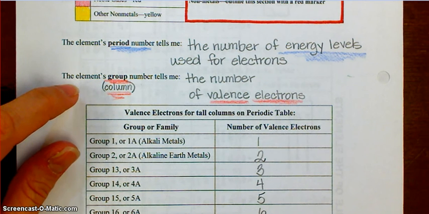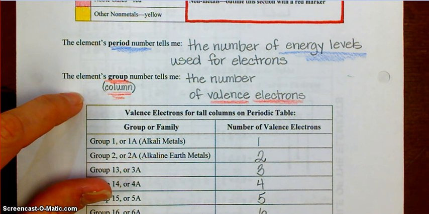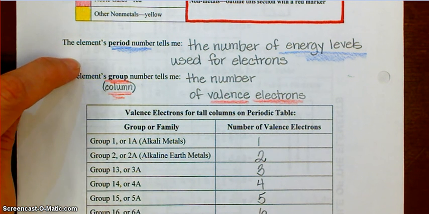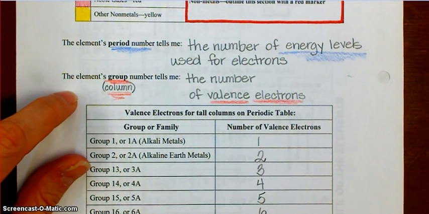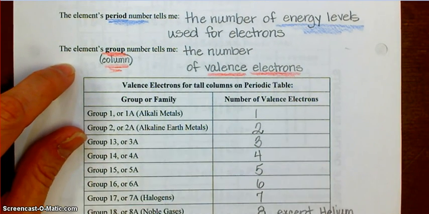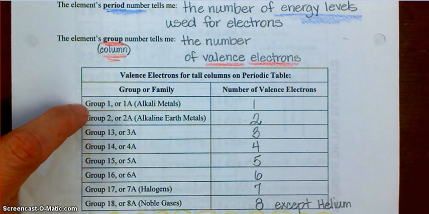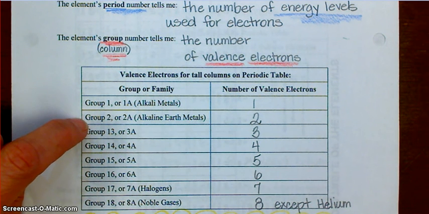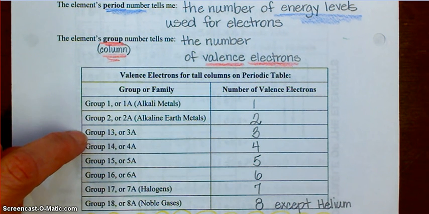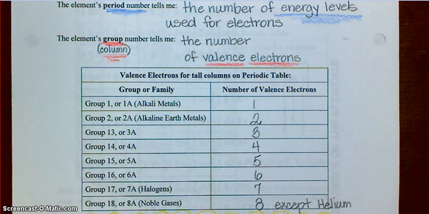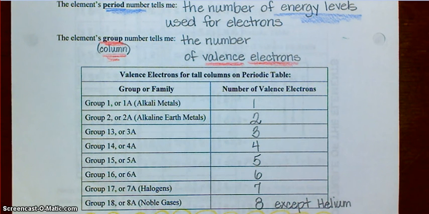The element's group or column number tells me the number of valence electrons. So the period number tells me the number of rings or energy levels. The element's group number tells me the number of valence electrons. Okay? And we've just done this on the front. Okay? Group 1, your alkali metals, everybody in that column has 1 valence electron. Everybody in group 2 has 2 valence electrons. Everybody in group 13, or otherwise known as group 3A, it's going to have 3 valence electrons, 4, 5, 6, 7, 8. The only exception is helium, which sits in group 8A, even though helium only has 2 valence electrons. Okay?